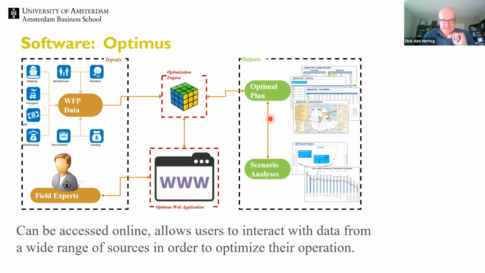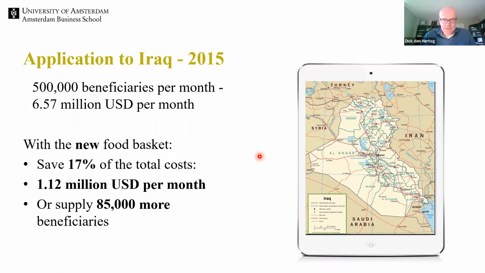Okay, so first this was applied to Iraq in 2015, and at that time they found a new food basket that has almost the same nutritional value, but the cost savings were 17%. So that means, in fact, more than $1 million per month. Or to put it differently, you can then feed more people. And in this case, 85,000 more people.